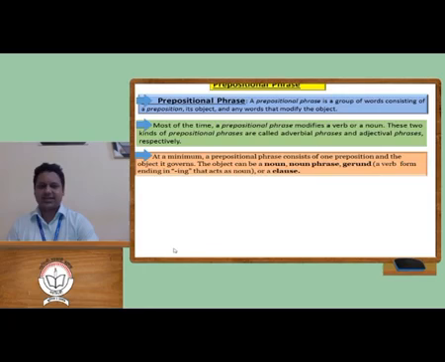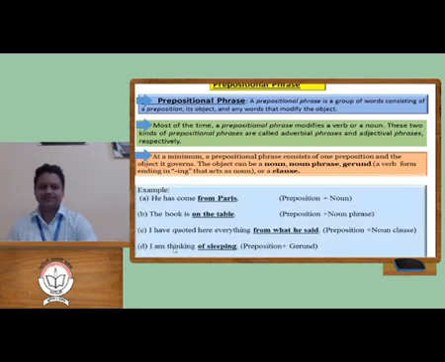Let us see some examples. Example: he has come from Paris. Look at the underlined words. From Paris. Here, from Paris is a prepositional phrase. I have used here preposition plus noun, from Paris. Second example: the book is on the table. Preposition plus noun phrase. On the table is a prepositional phrase, consisting of preposition plus noun phrase.